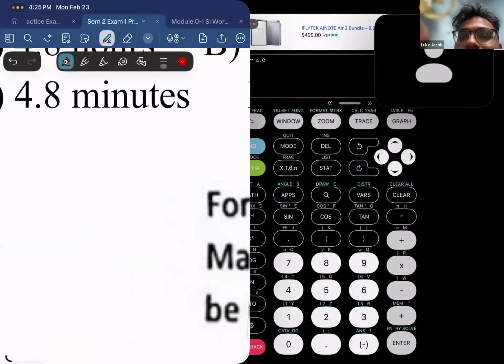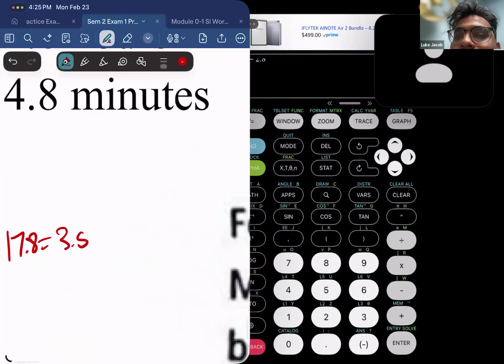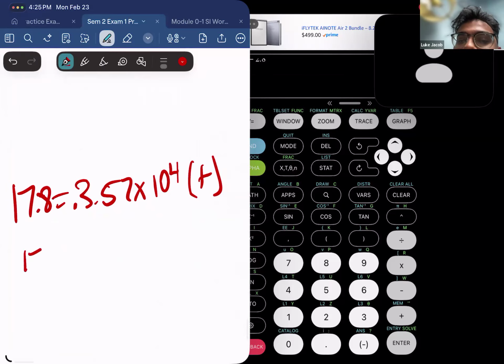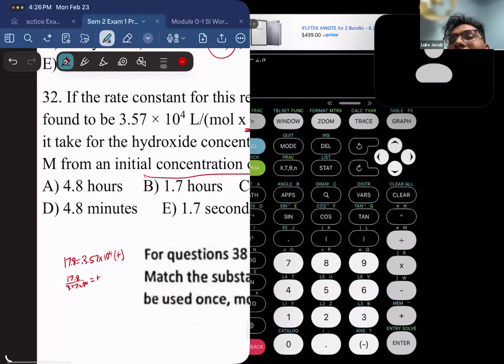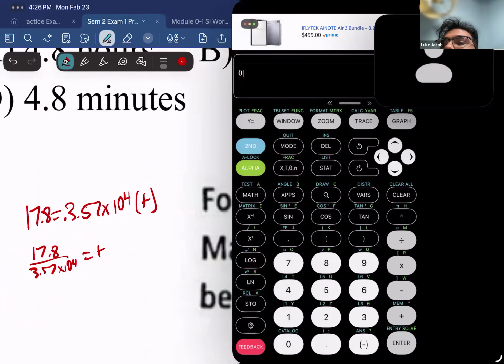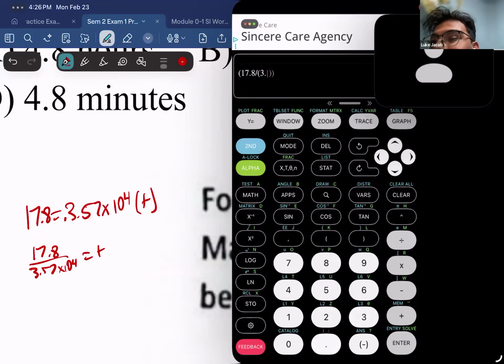So let's just move this here. 17.8 equals 3.57 times 10 to the 4, and then this is t, and then we divide this. So it'll be 17.8 divided by 3.57 times 10 to the 4 equals t. So let's figure that out. And this answer is going to be in hours. Okay. So let's do 17.8 divided by, and then put that in parentheses, 3.57 times 10 to the 4.